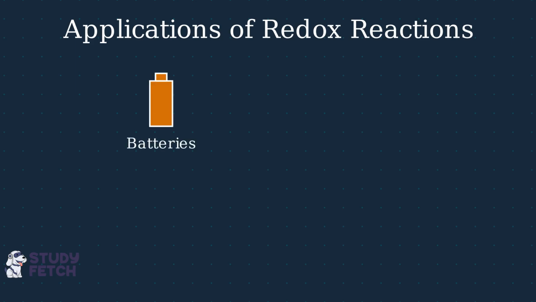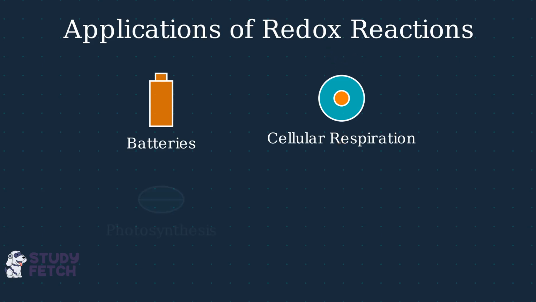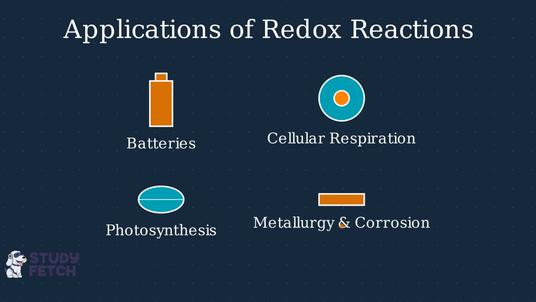Redox reactions are fundamental in many natural and technological processes. They power batteries through controlled electron flow between electrodes. In cellular respiration, redox reactions help convert food into energy. Photosynthesis uses redox reactions to convert light energy into chemical energy. Redox reactions are also essential in metallurgy for extracting metals from ores, and they explain the process of corrosion.